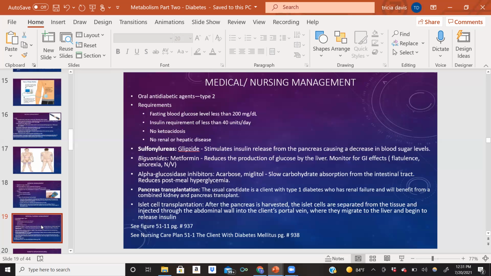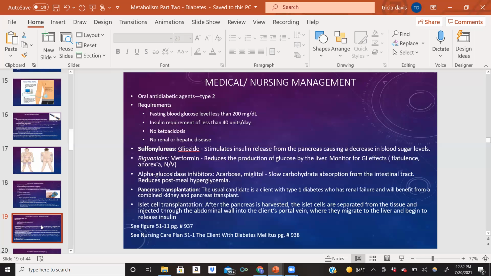Then we can also see that some patients get what's called an islet cell transplantation. This is after the organ, the pancreas, is harvested from the patient that is donating it. The islet cells are then separated from the tissue, and they inject them through the abdominal wall into the client's portal vein. They start to migrate to the liver and they begin to release insulin.